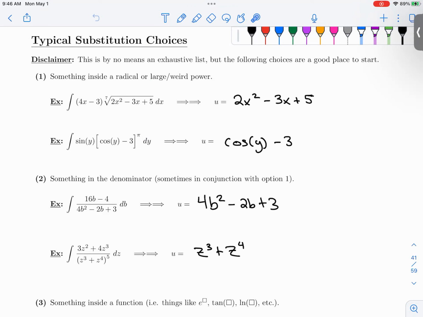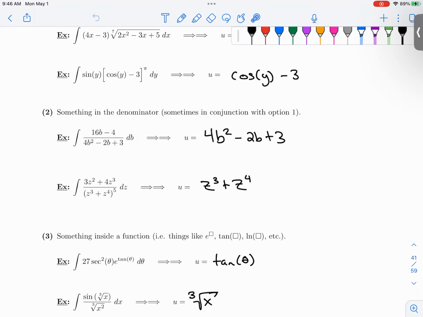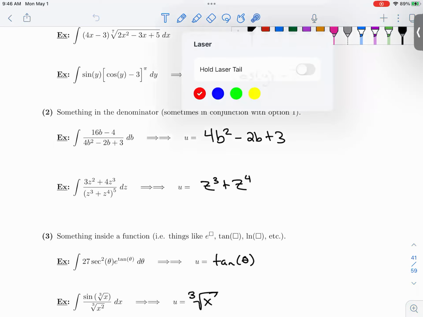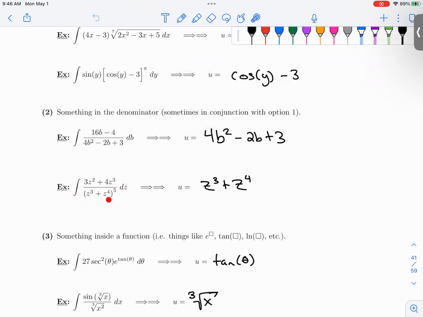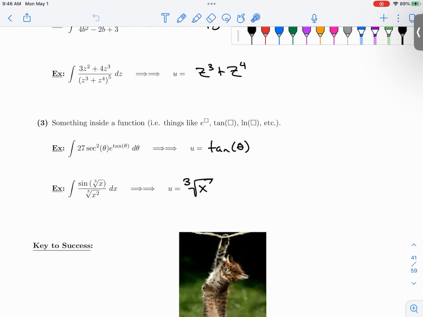But the typical choices, once again, are things inside powers or radicals, like we see in the first case, or something in the denominator, sometimes in conjunction with option 1. Like this second example, we didn't make u equal to the entire thing. We just made u into the inside of the denominator. And then the other one is the inside of a function. And I really, really want to stress this to you guys: just getting started is the hardest part.